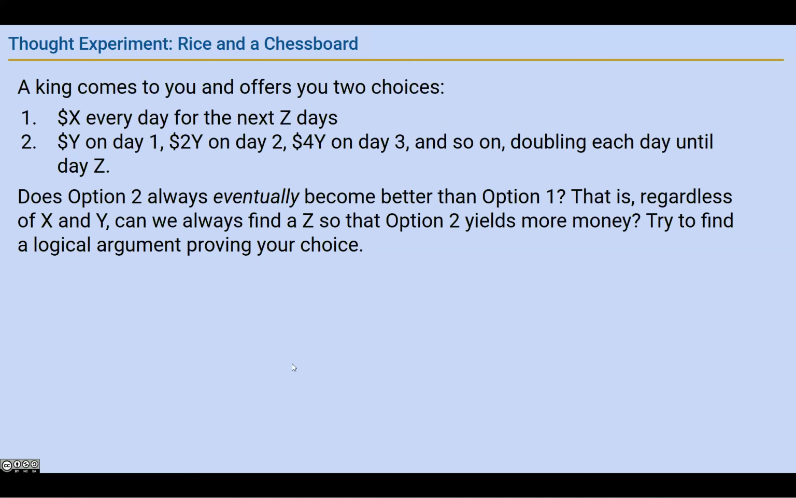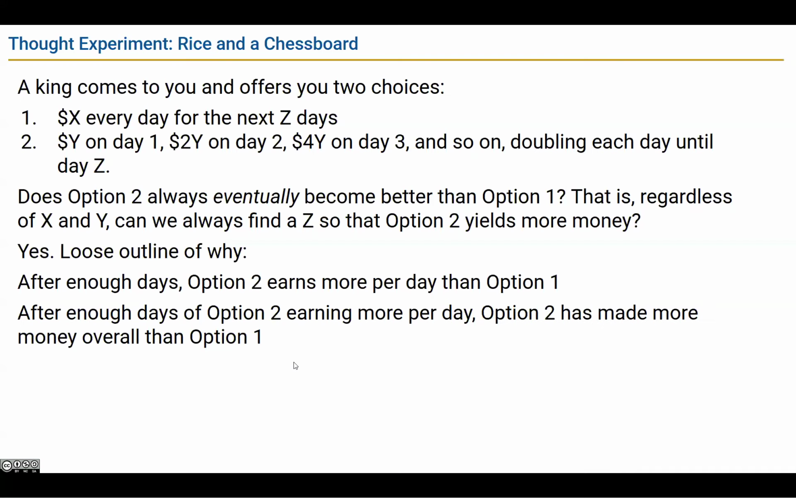In effect, option 2 grows every single day. Option 1 is just a fixed amount every day. Option 2 keeps growing and it doubles every day, so it's going to get really big really quickly. Eventually, option 2 is going to be bigger than option 1. And after enough days where option 2 is beating option 1, you're going to have more money coming from option 2. So eventually, option 2 wins, regardless of what values y and x are.